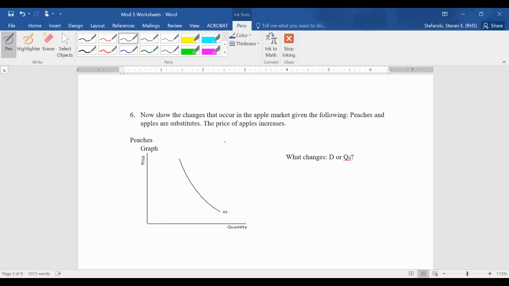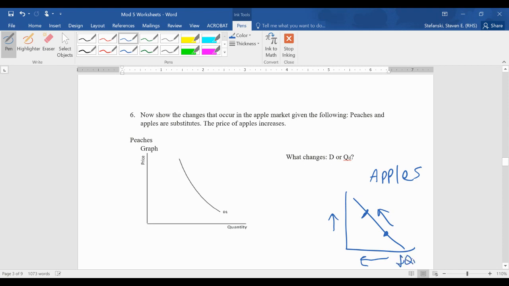Then six says, now show the change that occurs in the apple market given the following. Peaches and apples are substitutes. The price of apples increases. So let's think about this. If this is apples, and it says the price of apples increases, so the price of apples goes from here to here, right? So that's an increase in price. So we know that for apples, that's going to be a decrease in quantity demanded.